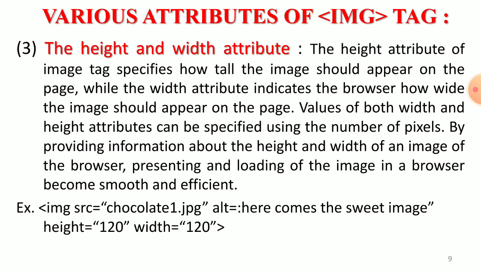And the example is img src equals chocolate.jpg alt: Here come the sweet images, height equals 120 and width equals 120. That means the image is chocolate.jpg, and some browsers do not preview the images or do not support the images, so that is the text shown here. Here comes the sweet images, and the image is displayed, the height is 120 and width equals 120. That is the height and width attributes.